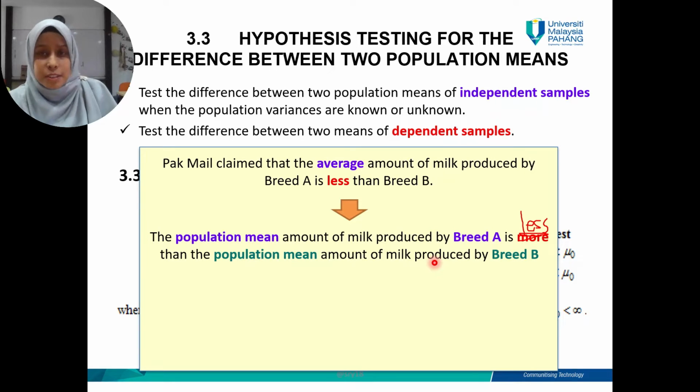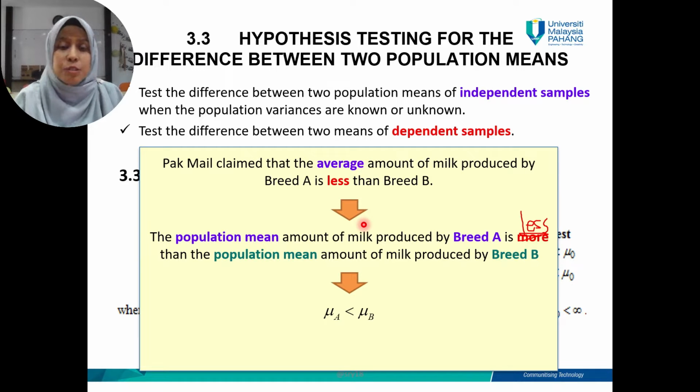In statistical notation, I can rewrite this claim as the population mean of breed A is less than the population mean of breed B. As simple as that, okay? So this involves two population means, and the mathematical expression that I use is less than or smaller than.